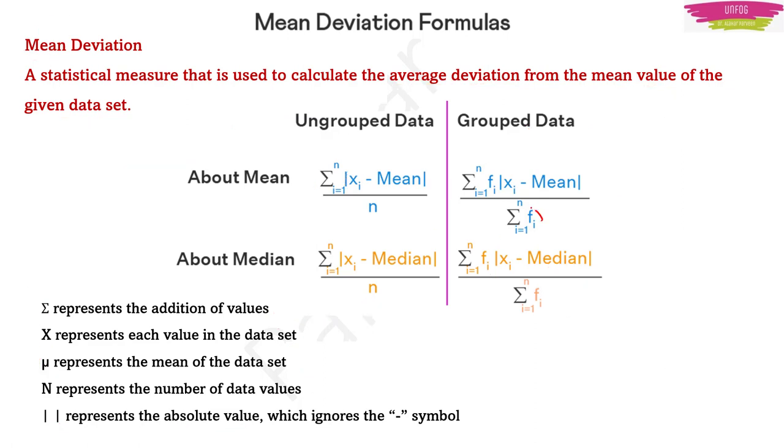I think it's better you write n here. You don't write all this. Just write n in the denominator. Only n is there in the denominator. The only thing is you are multiplying fi there. So this is the finalized formula.